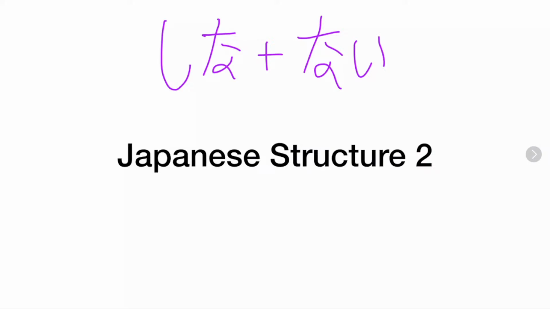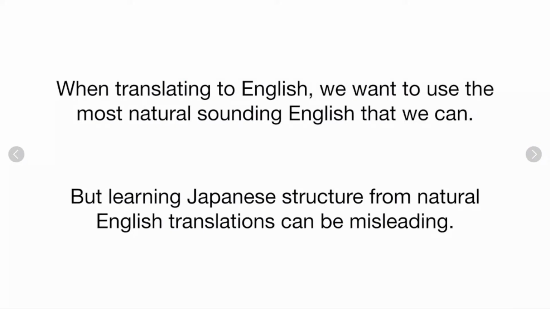But there are other forms you can make with the a stem as well. We'll talk about how you use stems. I think we'll use one today, and that should make things clearer. Okay? So I want you to have this concept with you throughout your Japanese learning. When you translate Japanese to English, we want to use the most natural sounding English that we can.